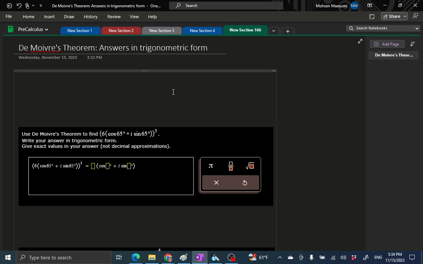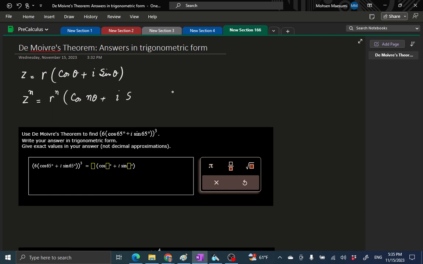So we actually looked at this in the previous lecture. The idea is that if you have a complex number given to us in polar form, r times cosine theta plus i sine theta, then if you raise it to the power of an integer n, it's simply r to the power of n times cosine of n theta plus i sine of n theta. The explanation of this was in the previous video. Now we are going to take a look at several examples.